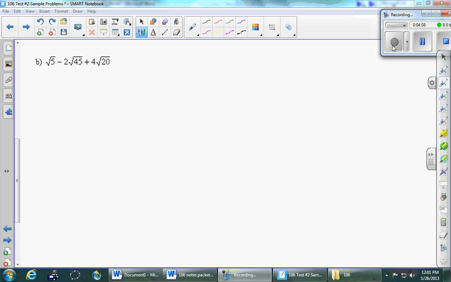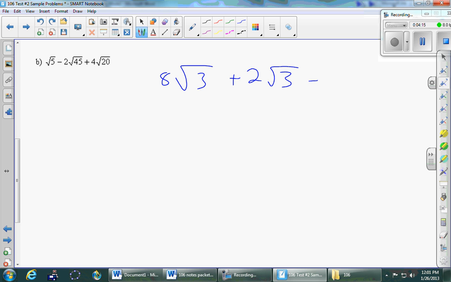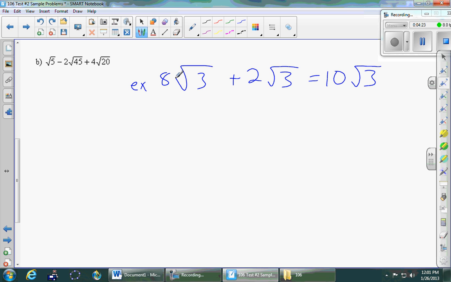Basically what that means is you can only add radicals that, for example, if we had 8 square root of 3 plus 2 square root of 3, we could put them together and make a 10 square root of 3, but only because it's exactly the same square root of 3 in both terms.